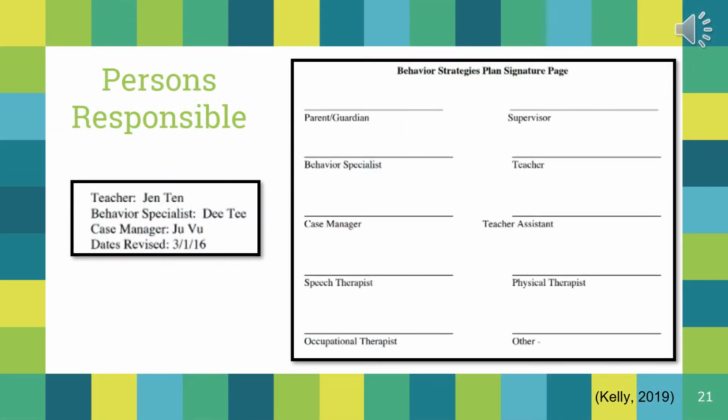Here, we can see the section from the first page on the left side where it identifies the teacher, Gen 10, the behavior specialist, DT, and the case manager, JV. The final page has a section for the following people to sign off on the behavior reduction plan: the parent, supervisor, behavior specialist, teacher, case manager, teacher assistant, speech therapist, physical therapist, occupational therapist, and a spot for other. It may be beneficial to directly identify a point person. However, since this intervention is directed towards the school, there may be many people who are involved in the implementation of this plan, hence the signature page.